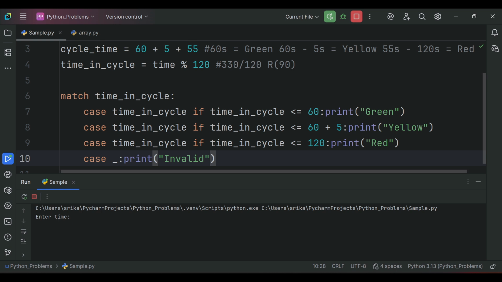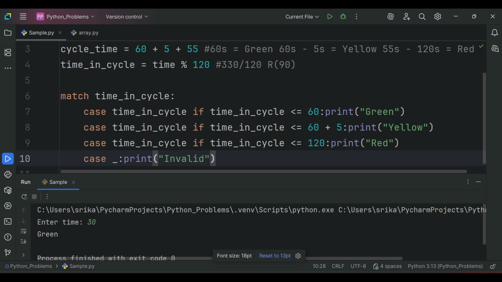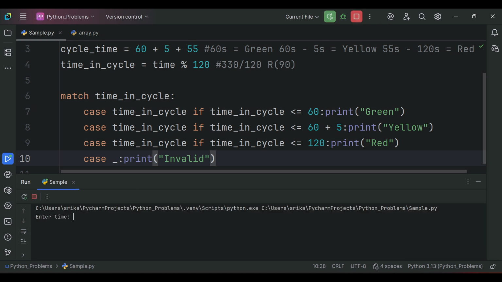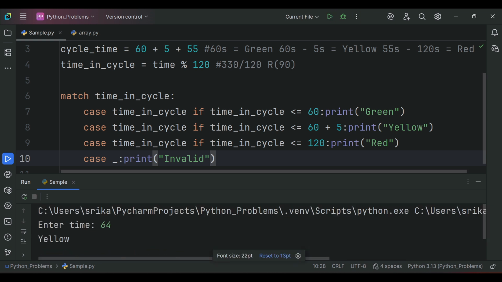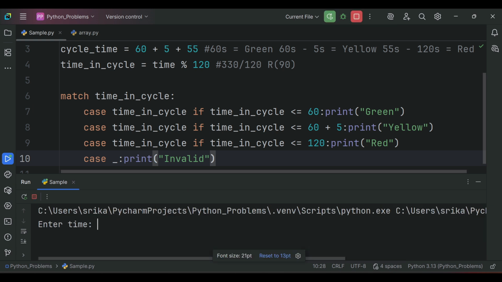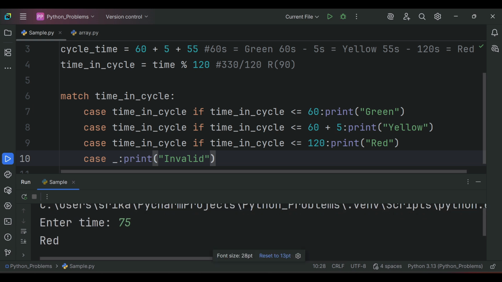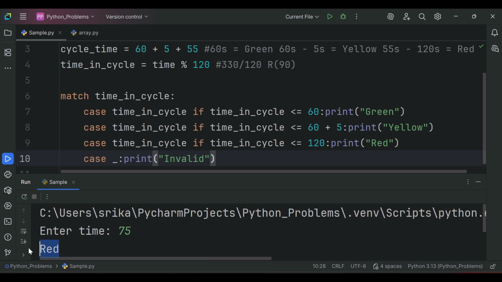Here I am giving time is 30. 30 means it's below 60, right? Then it's green. Suppose I am giving time is 64. 64 means at that time it's below 65, right? Then that's why it's yellow. Now the time is 75. It's more than 65, right? Then that's why it's red.